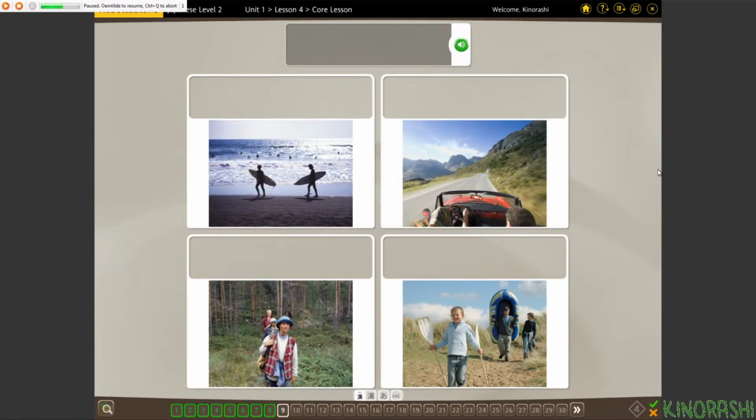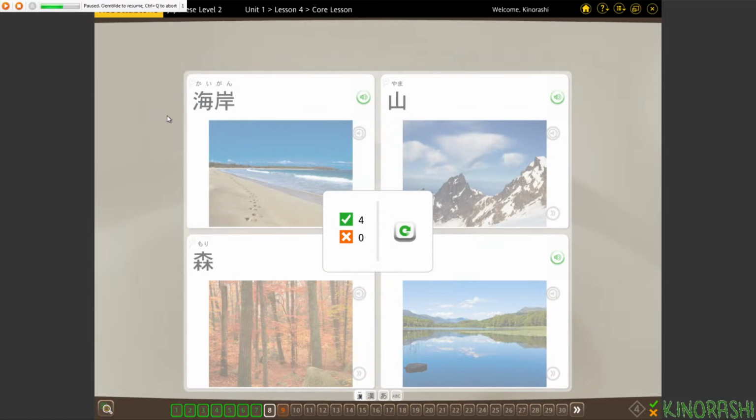彼らは森の中を歩いています。Kaigan. Yama. Mori. Mizumi. Well, you can at least think of Mizu as in water, so Mizumi is a lake.